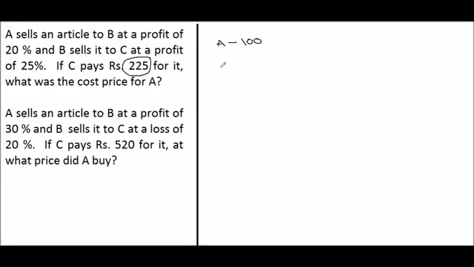Then he sold it to B at a profit of 20%. Then B's cost price should be 100 into 120 by 100, since A took 20% profit and sold to B at that price. Needless to say, you know this, right? So that is equal to 120. Now, in turn, B sells that to C at a profit of again 25%.